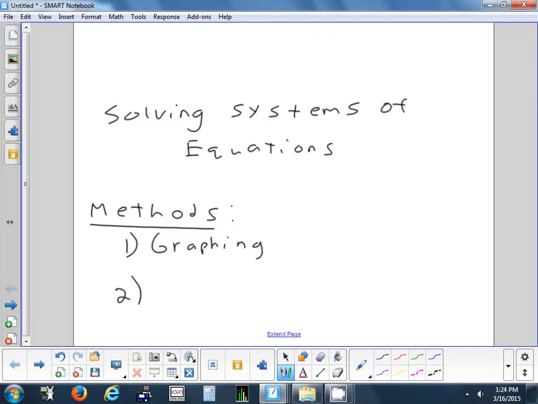We talked about why graphing is not the best way. You need graph paper. It's hard to tell if it's a decimal. You can't see exactly where they cross. You've got to use a ruler, make it straight. So then we did a second method.